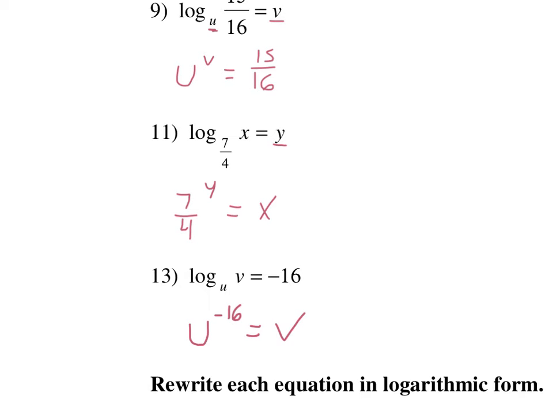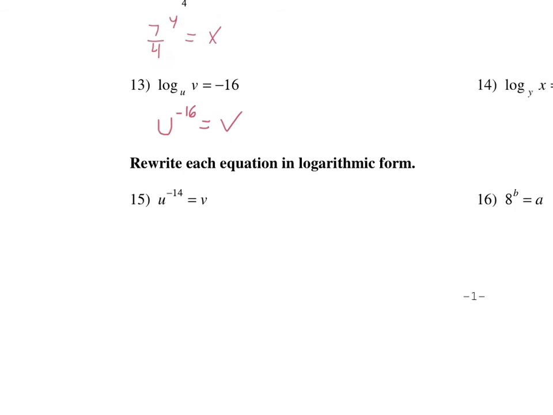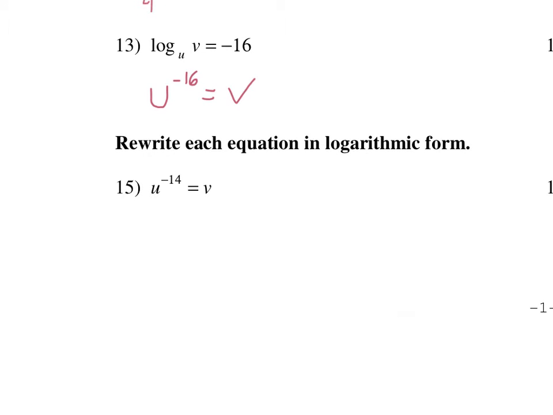No questions? All right, let's move on to 15. We're going to rewrite the equation into logarithmic form. So again, we have log form, so we start with the word log. Our base goes into the basement. Next goes our answer, and then that's equal to our exponent, which is -14.